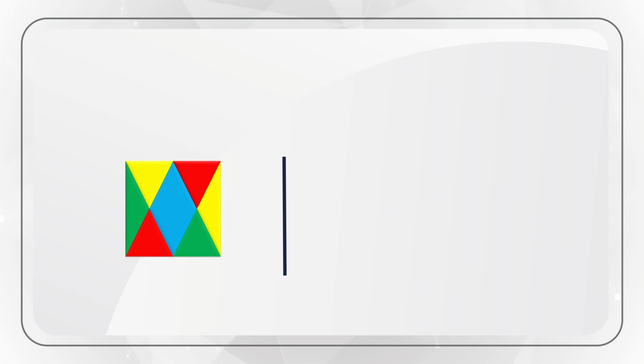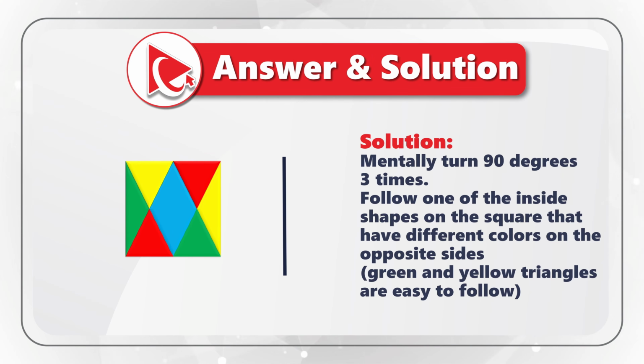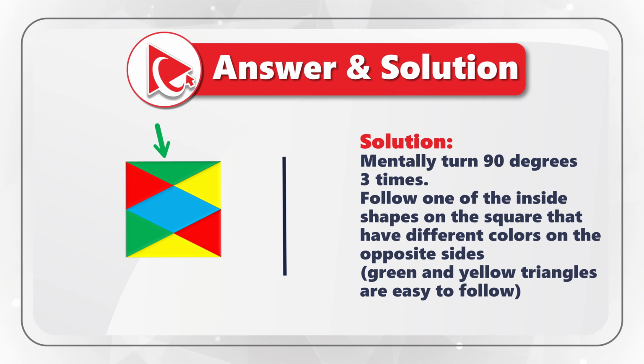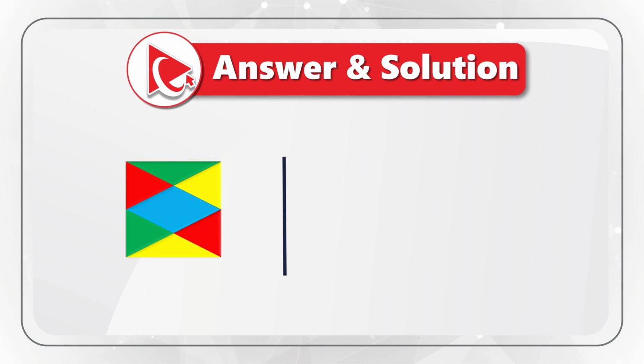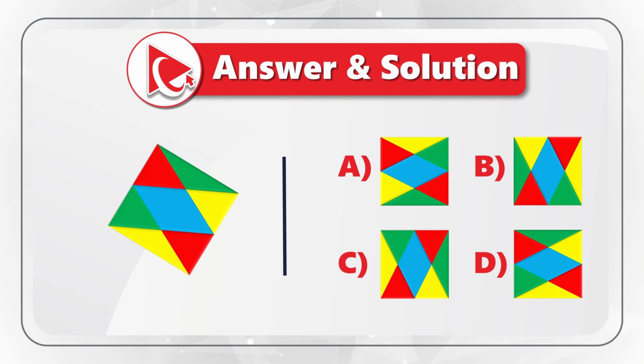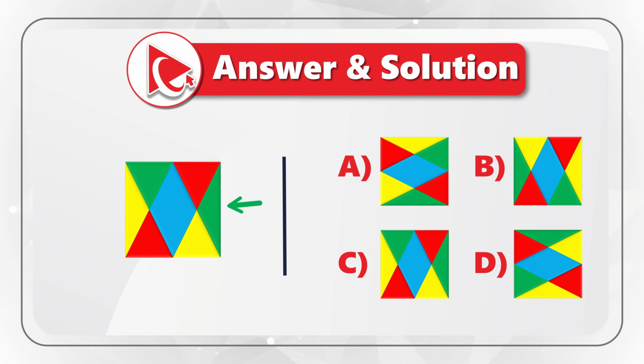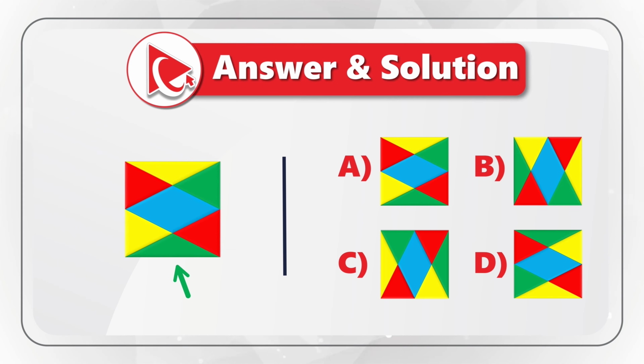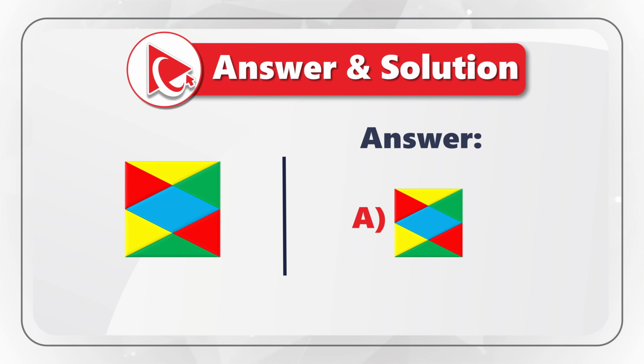Let's take the original square, and I am going to follow the green triangle on the left. Let's do the first turn, 90 degrees. You see that the green triangle ended up on the top. Let's do another turn. We follow the same green triangle, and now it's on the right side. And the last 90-degree turn, our green triangle ended up at the bottom. So the correct choice here is choice A, where the green triangle ended up on the bottom.